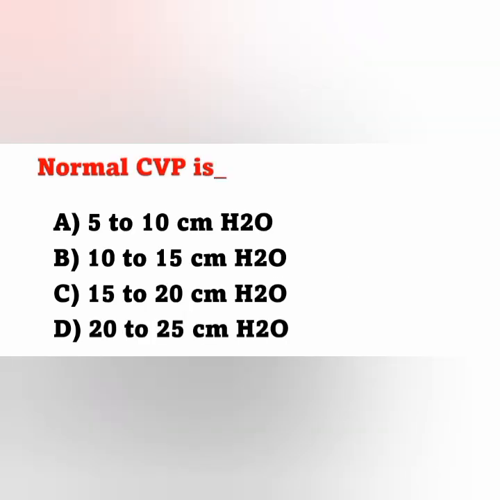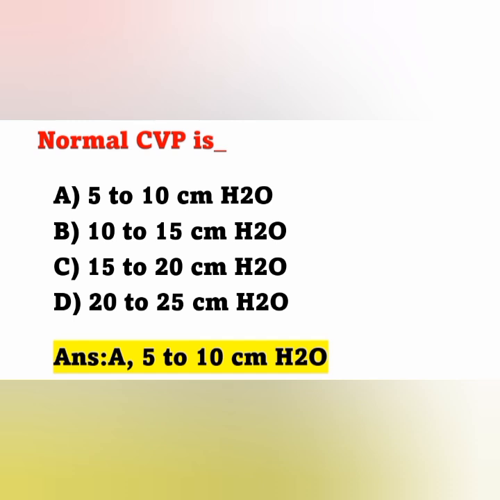And the next question, normal CVP, means central venous pressure, is option A, 5 to 10 centimeter water, option B, 10 to 15 centimeter water, option C, 15 to 20 centimeter water, option D, 20 to 25 centimeter water. And the correct answer is option A, 5 to 10 centimeter water, normal central venous pressure.